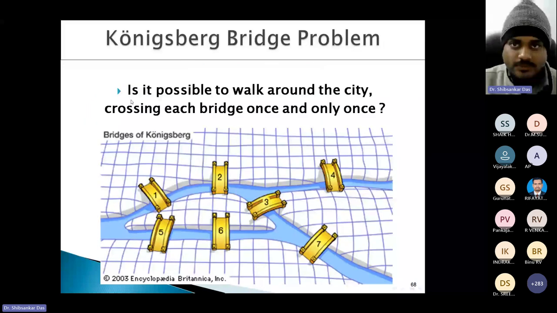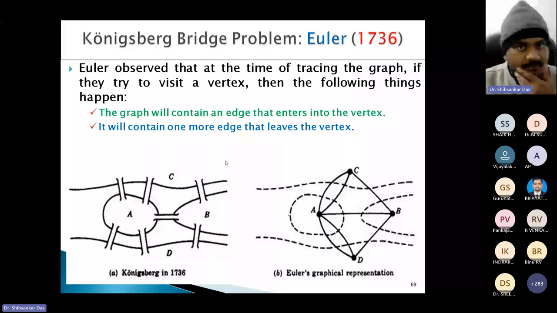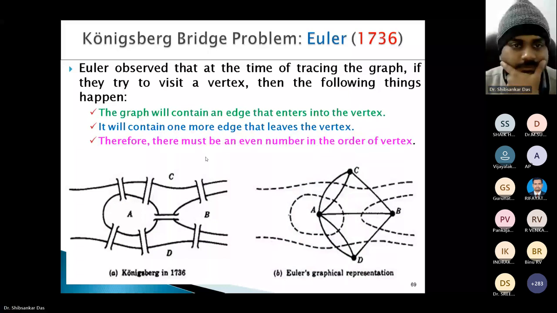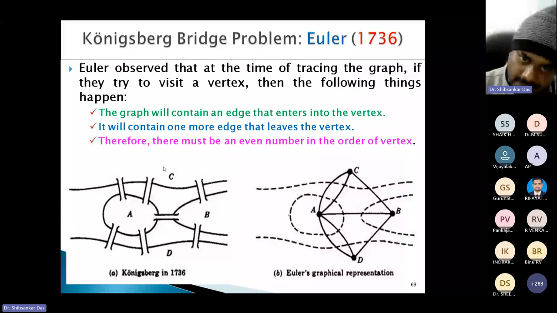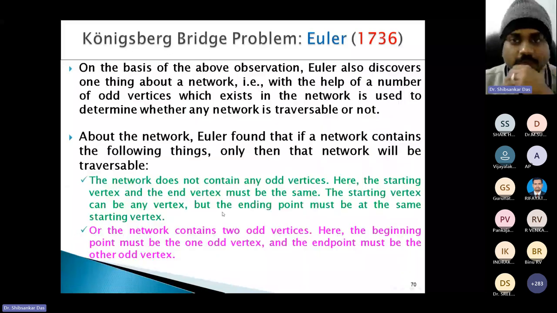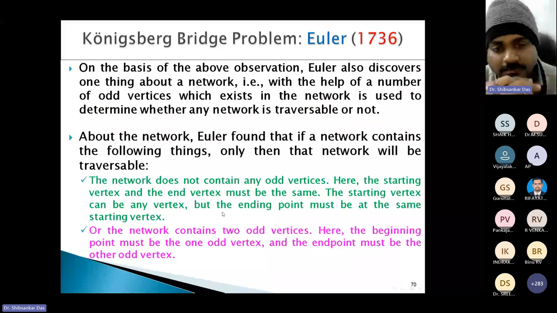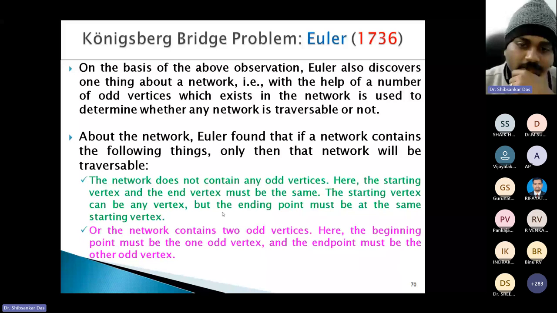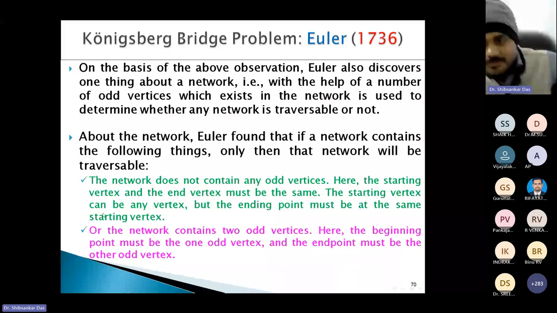This is basically the same idea as the Konigsberg bridge problem. Euler says that if the network contains two odd degree vertices, it is possible. How is it possible? As I said, begin at one odd degree vertex, and after traversing all the paths, you should end up at another odd degree vertex. Then this kind of path, this walk, is possible.